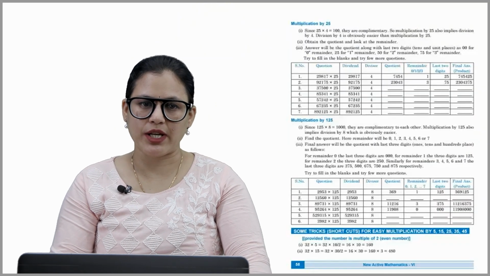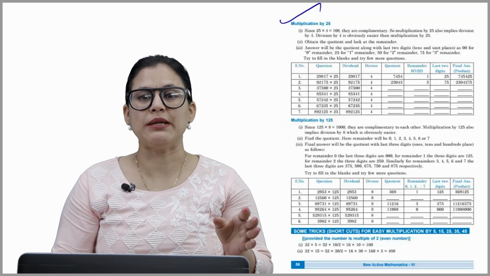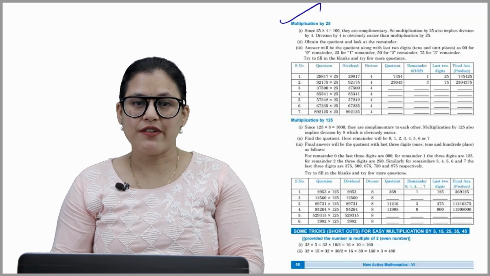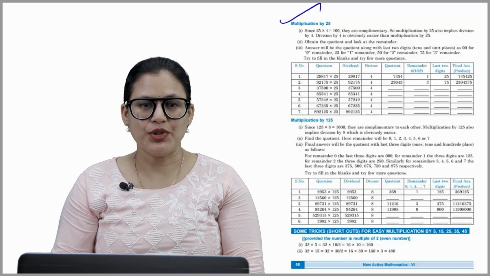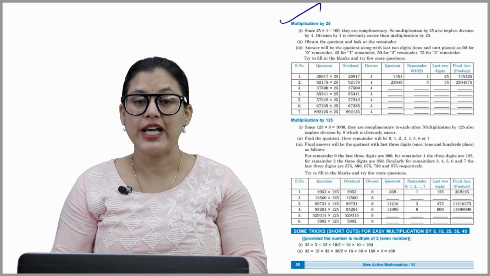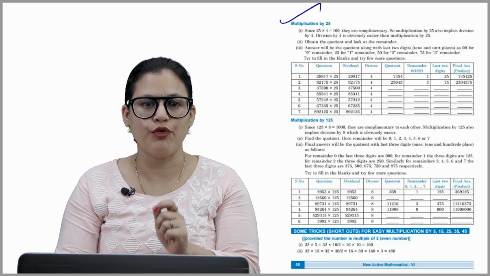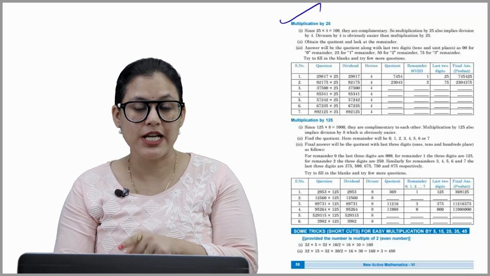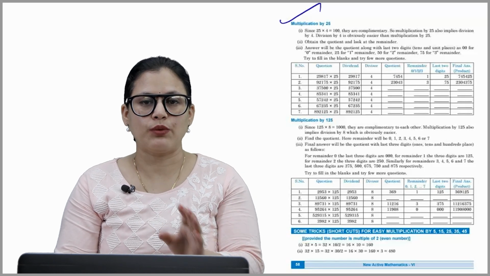Now, multiplication by 25. Number 1, since 25 into 4 is equal to 100, they are complementary. So, multiplication by 25 also implies division by 4. Division by 4 is obviously easier than multiplication by 25, right? Number 2, obtain the quotient and look at the remainder. Number 3, the answer will be the quotient along with the last 2 digits, that is tens and units place, as 00 for 0 remainder, 25 for 1 remainder, 50 for 2 remainder and 75 for 3 remainder. Okay, let's try to solve this.